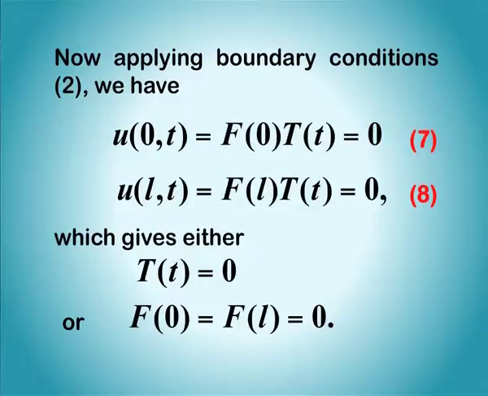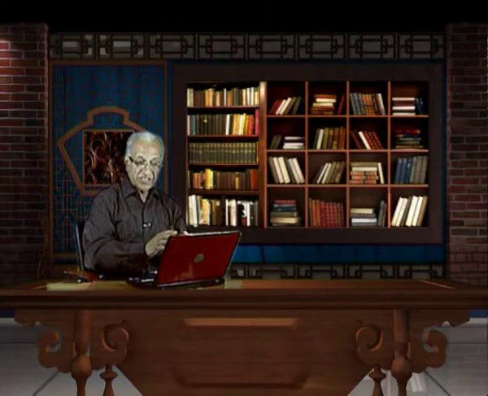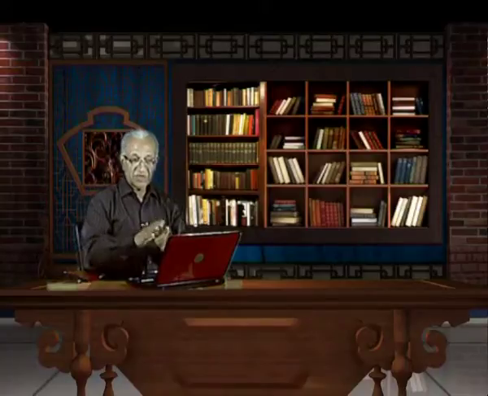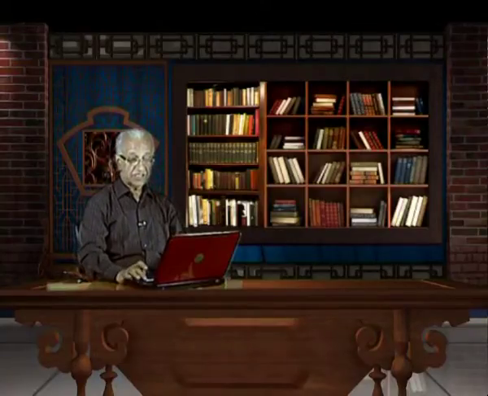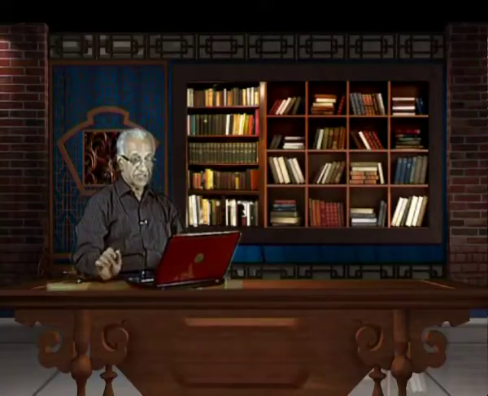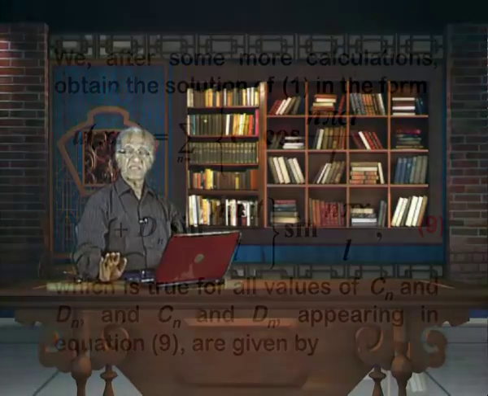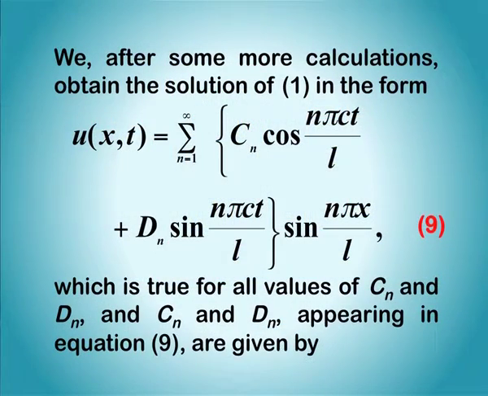If you look at equation 7, easily it can be said that whether it is T(t) is equal to 0 or F(0) is equal to 0. Since F(0) or T(t) is equal to 0, from 8 you can very easily write that F(L) also will be 0, because you can see from equation 8. We go further. Some easy calculations are done, and we obtain the solution of the given equation 1 in this particular form.